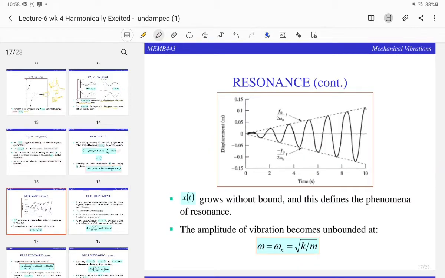So this is how it looks when it is resonance. If you plot the displacement versus time, it is getting larger over time, and the amplitude of vibration becomes unbounded at omega equals omega n.